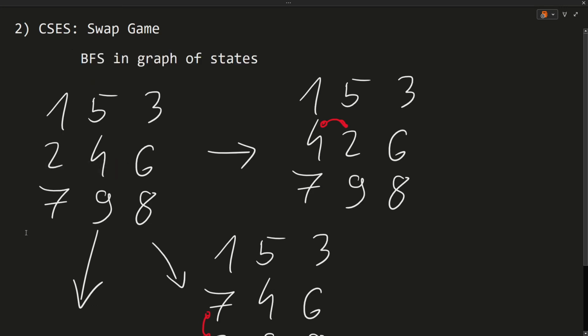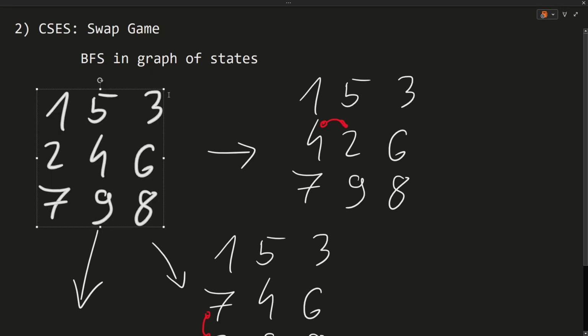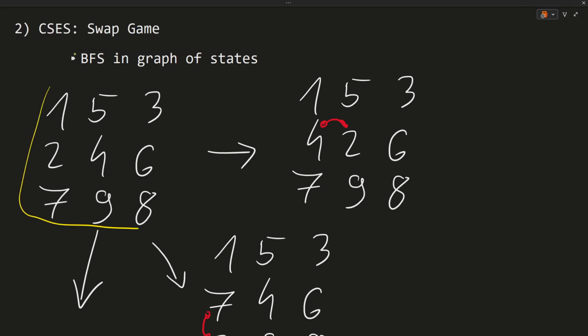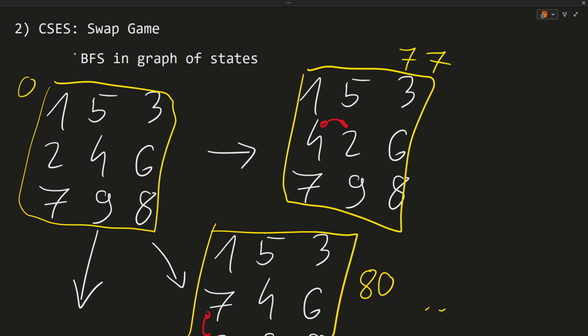This is a state, this thing. So you can think that this is a node. If you want, you can give it some ID. So maybe in your code, this thing will have ID 0. This thing maybe will have ID 77. This thing will have ID 80, and so on. And you want to find the shortest path from node 0 to some other node, representing a grid 1, 2, 3, 4, 5, 6, 7, 8, 9.